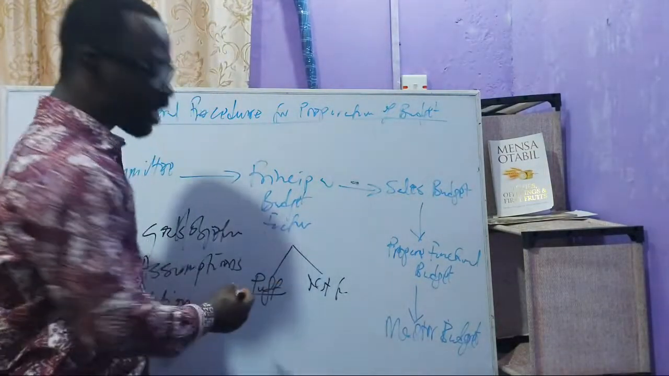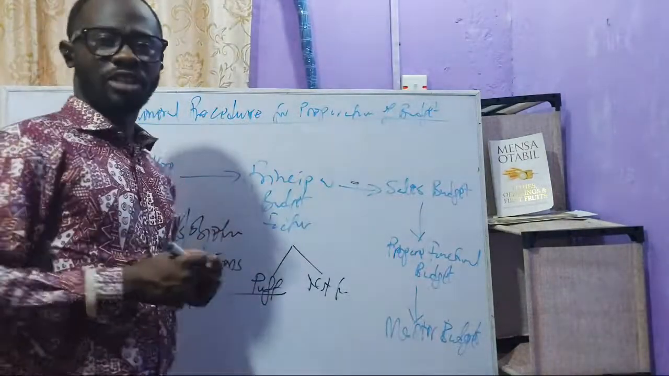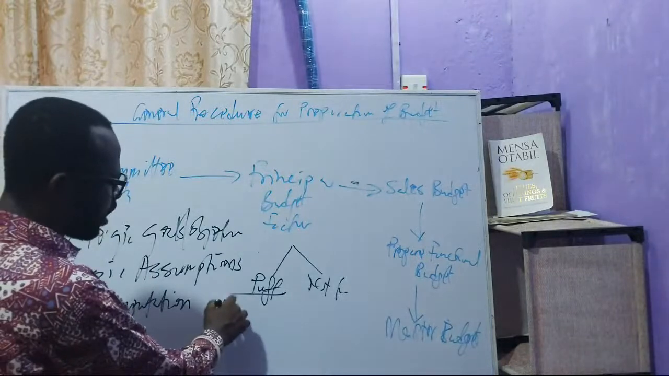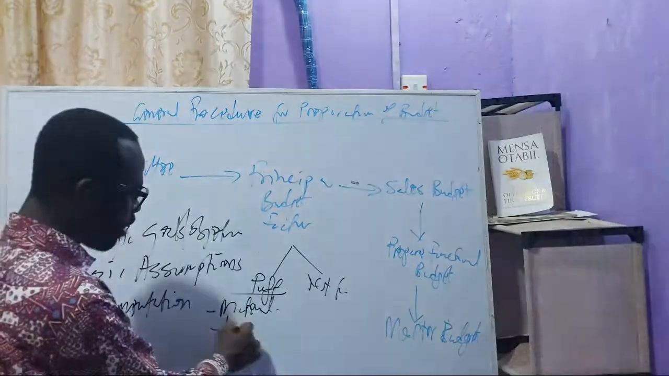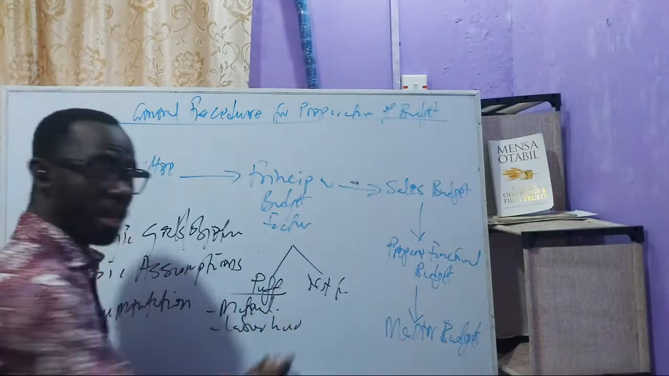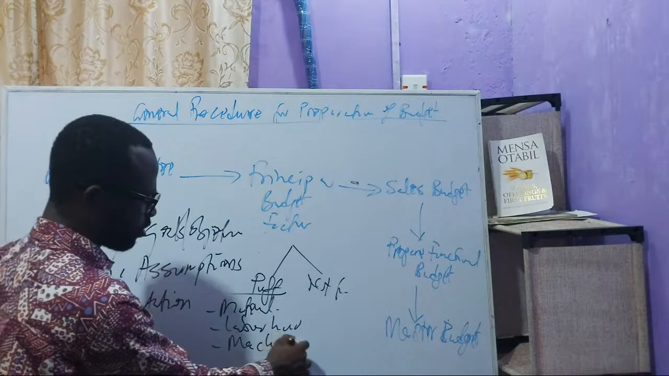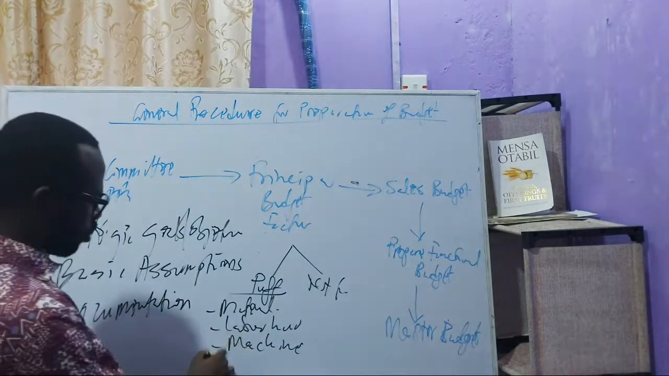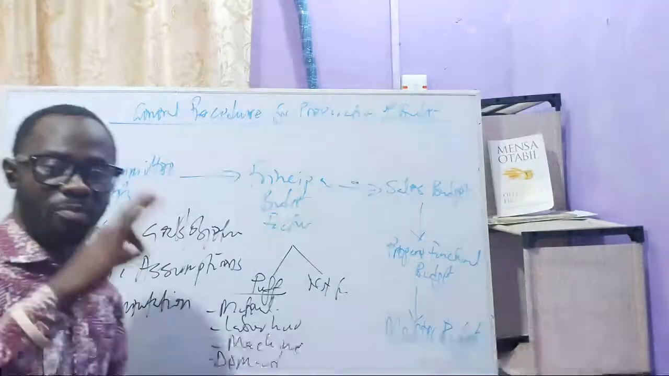For profit-making organizations, that is companies, the principal budget factor can be material availability. It can also be labor hours available. It can also be machine capacity or demand conditions. Okay, so all of these can be a principal budget factor.